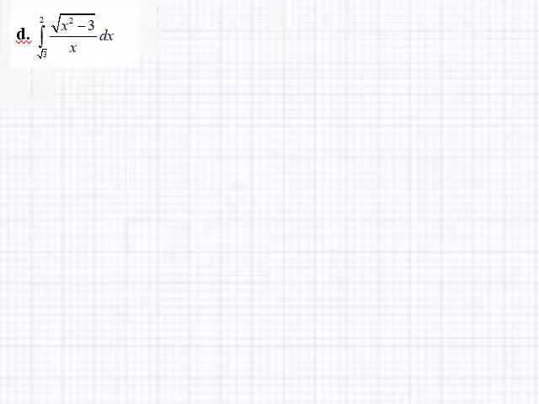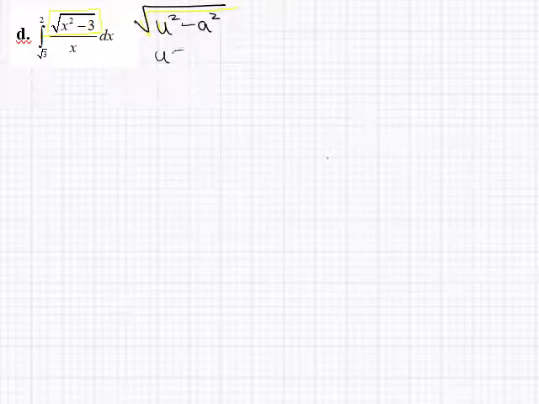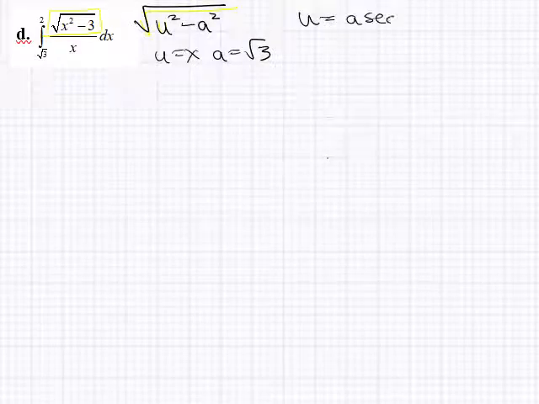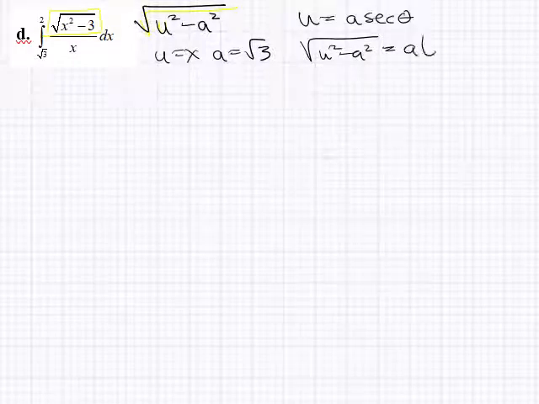So here's an example. In this case, looking at the square root that we're dealing with, we have a square root in the form of the square root of u squared minus a squared, where u equals x and a equals root 3. That tells me that my substitution should be that u equals a secant theta, so that the square root of u squared minus a squared can equal a tangent theta.